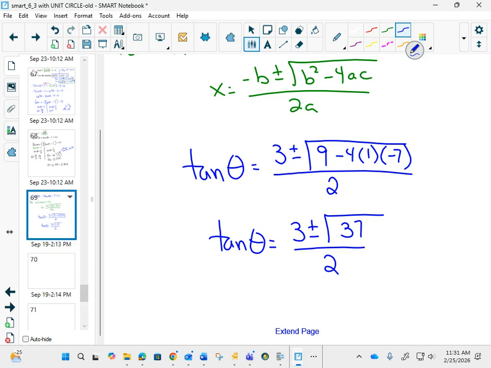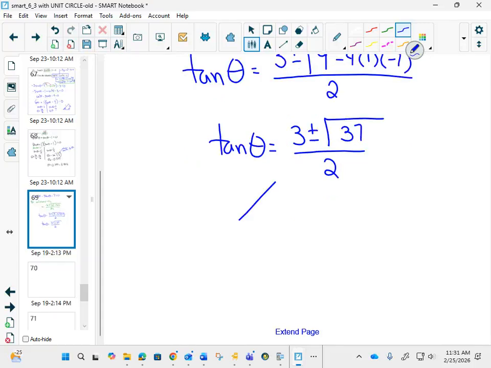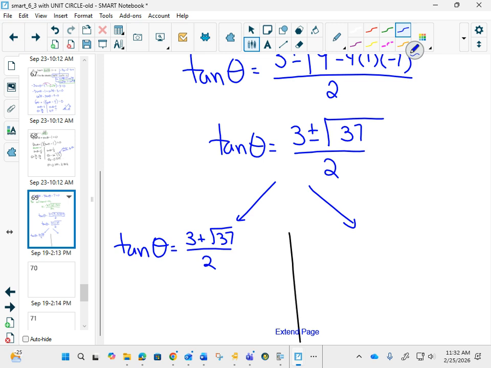Is either (3 plus the square root of 37) over 2 or (3 minus the square root of 37) over 2 on your unit circle? No. This is definitely a calculator question. And that plus or minus, I'm actually going to split it up here and write them separately. You have one where you have to solve with the plus sign, and one where you have to solve with the minus sign.